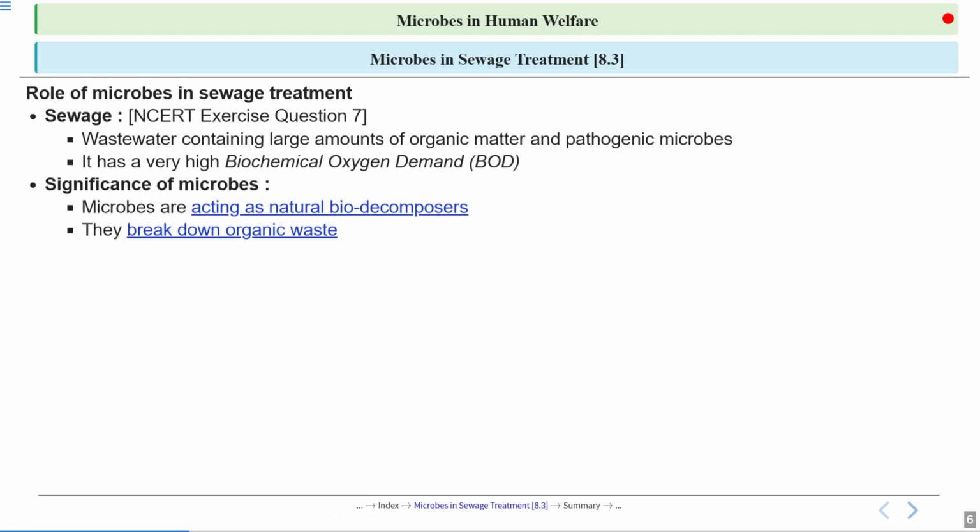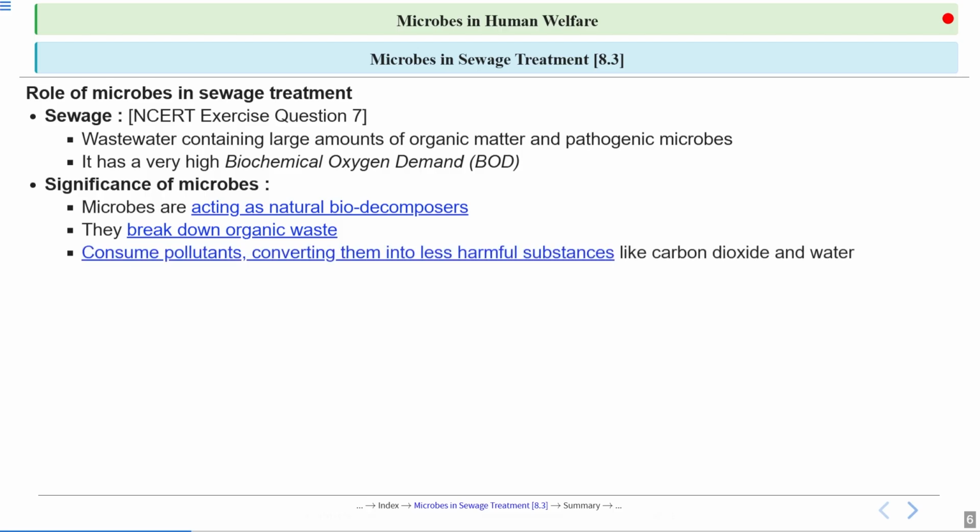So these microorganisms are reducing the amount of harmful substances, or pollution, in the water. They consume the pollutants and convert them into less harmful substances such as carbon dioxide and water. This transformation is crucial for protecting aquatic life and reducing pollution levels as well. Clear?